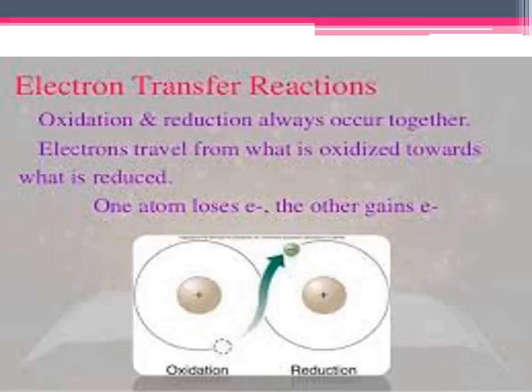In this reaction, it indicates that between copper and silver, copper has the tendency to release electrons, and silver has the tendency to accept electrons. Okay children, this is the electron transfer reaction. These are the redox reactions.